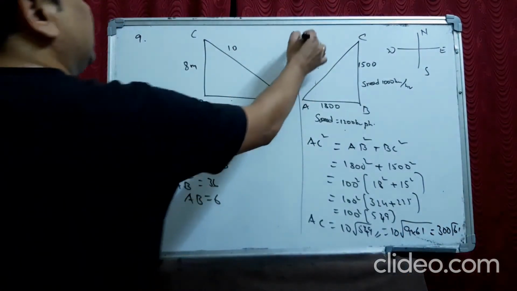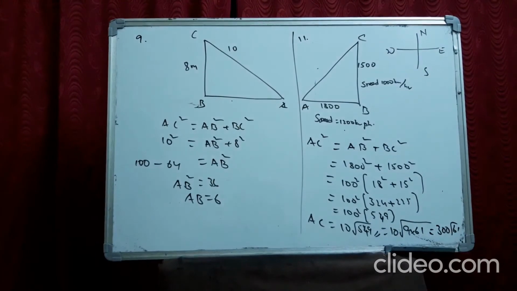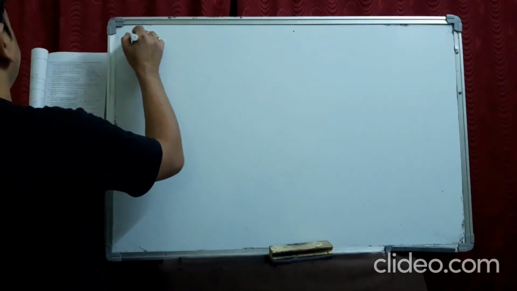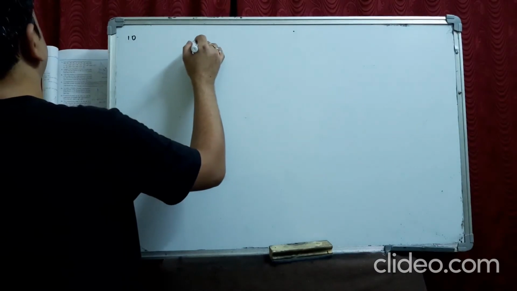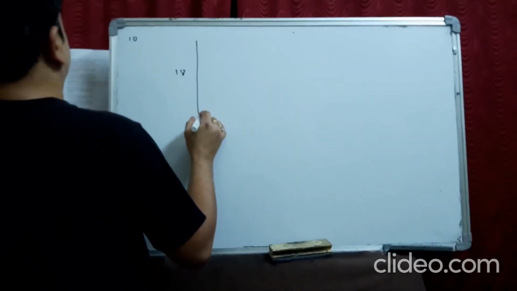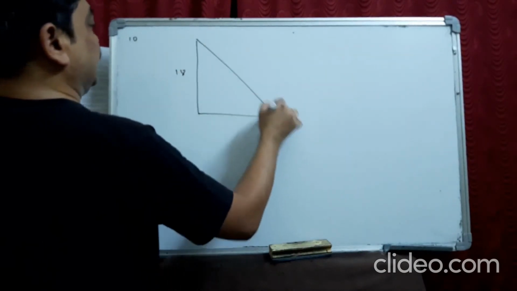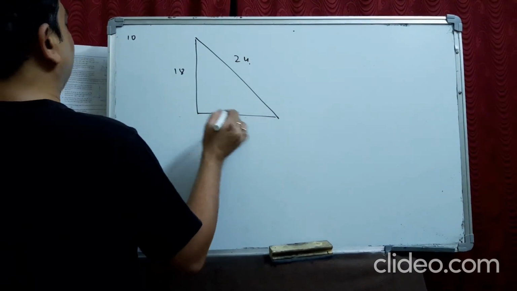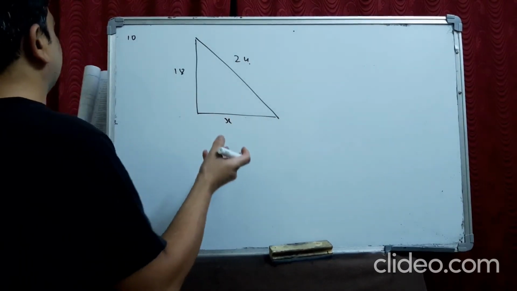I think I have missed the 10th question. We do the 10th now. See the 10th question. A guy wire is attached to a long pole of height 18 meters. The wire is of 24 meters. Take how far from the base of the pole it will be x. You have to find x, that's it.